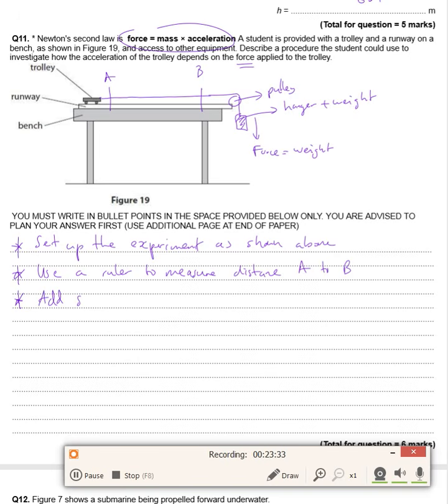Add some weight on the trolley. Okay, so we set it up. Add some weight on the trolley. Okay, I'm going to do this first. The trolley. Right. So set up the experiments above. Use a ruler to measure A to B, and then add some weight on the trolley.